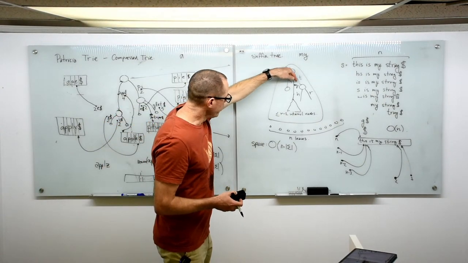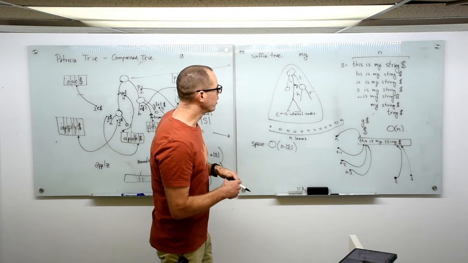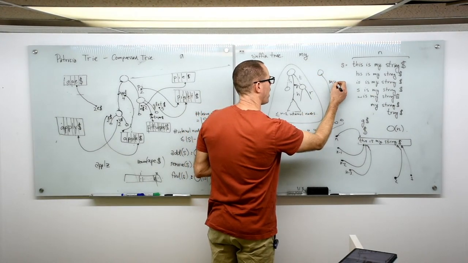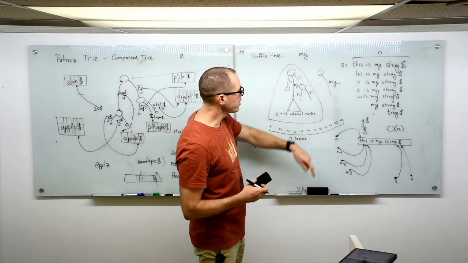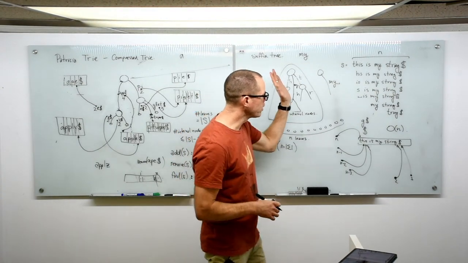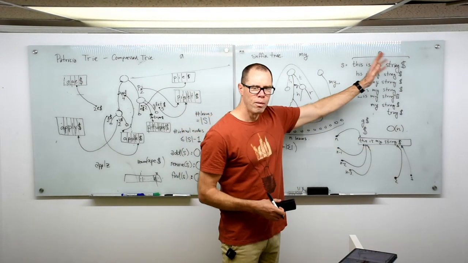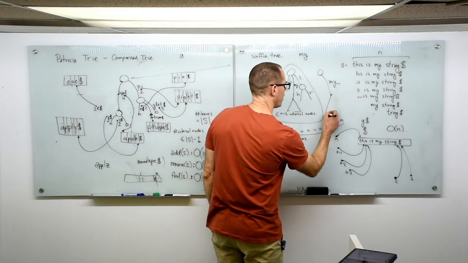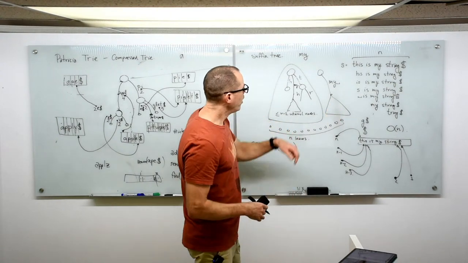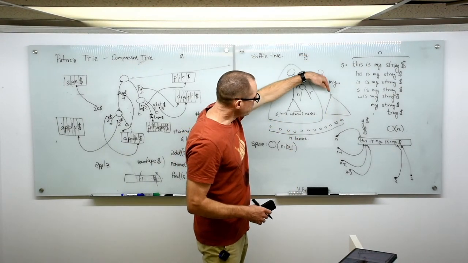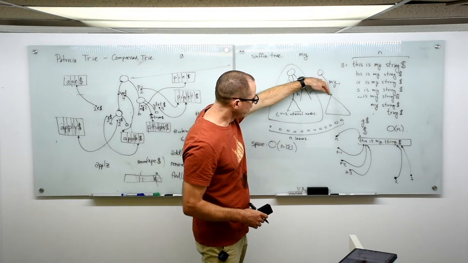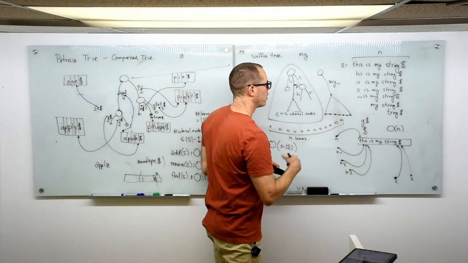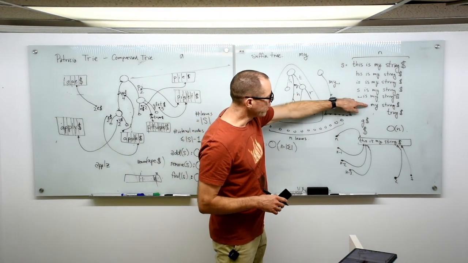And if I do that, in this example, I would end up crossing an edge that actually has "my" and a space in it, and maybe more stuff. But in general, if this was really long, "my" might appear many times in this string. So there'd be a subtree down here, but the leaves in that subtree, each one of them corresponds to a suffix that begins with "my".